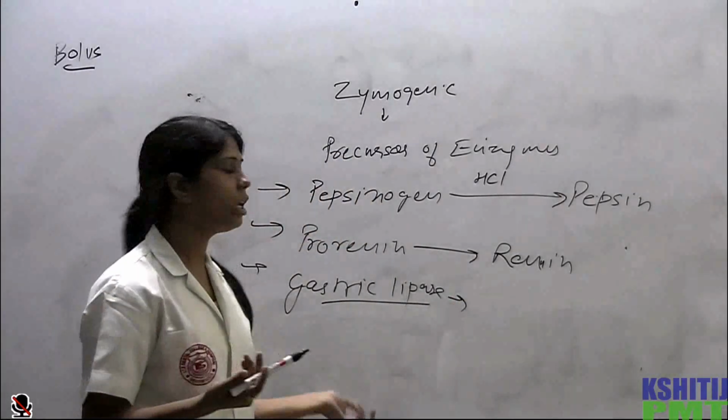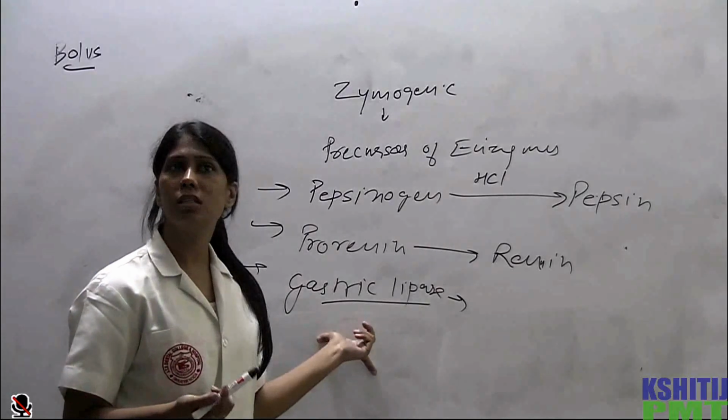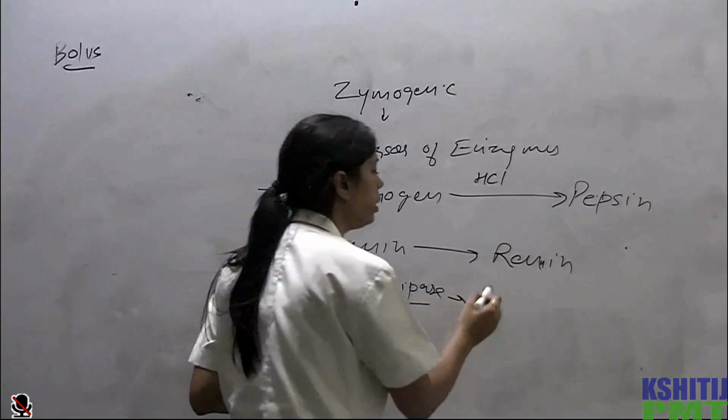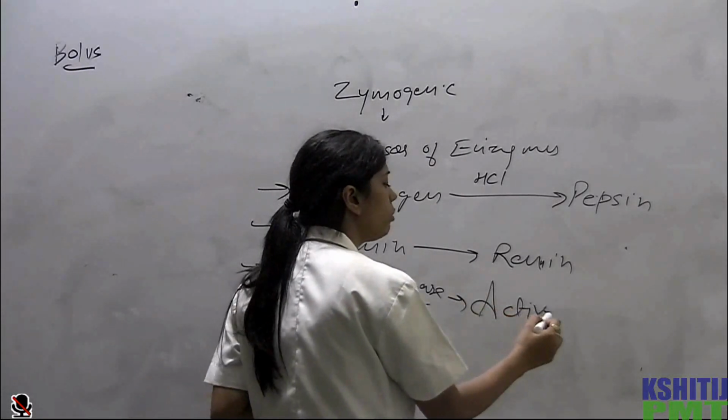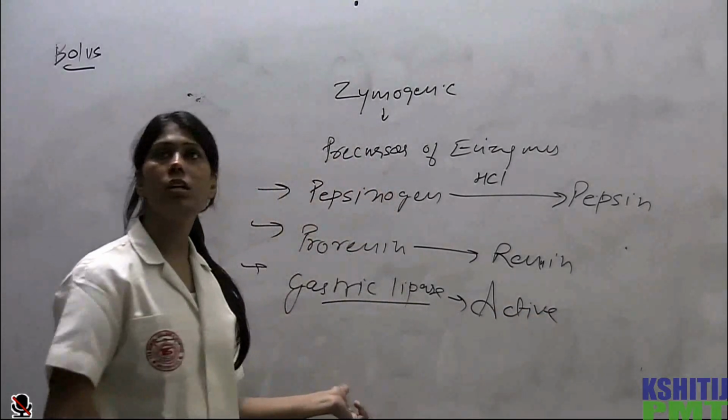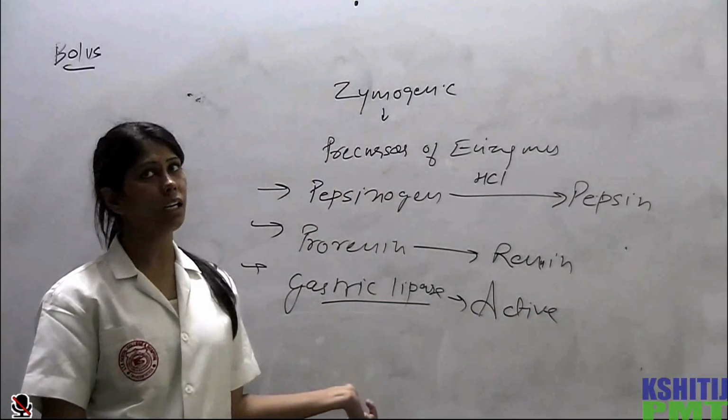Gastric lipase is just gastric lipase only. This gastric lipase is actually secreted in active form only, so it doesn't need HCl for its activation.